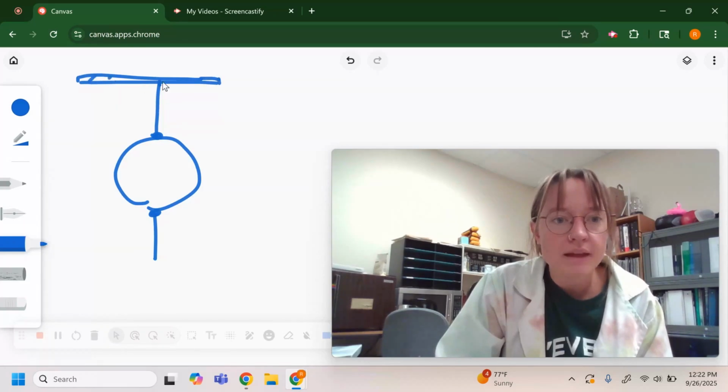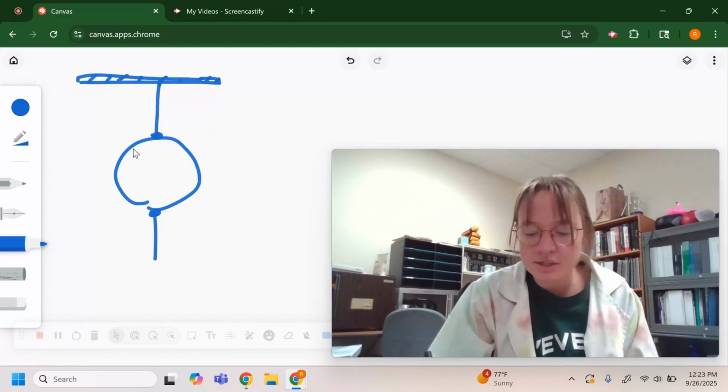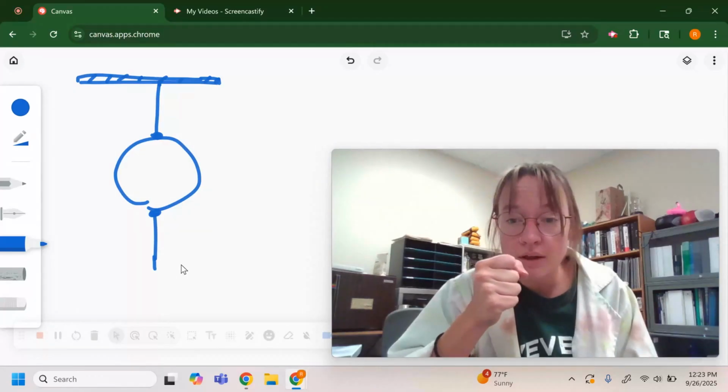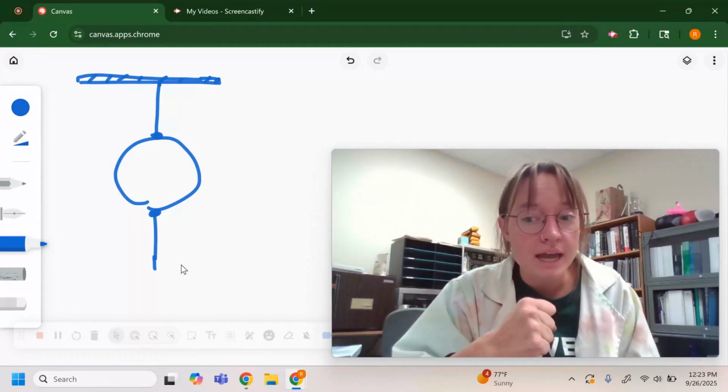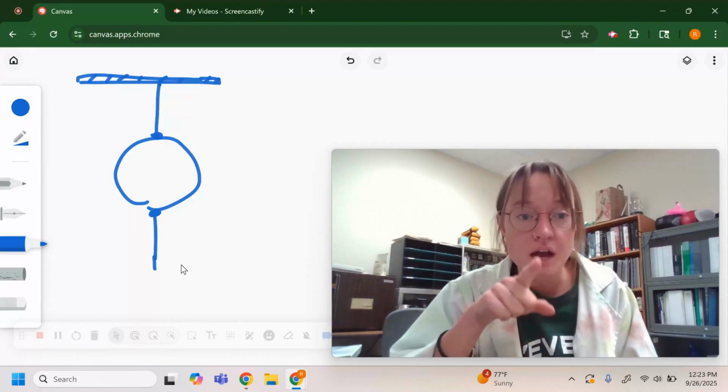Now here's what Mr. Paul Hewitt does. He says, okay, I'm going to do two demonstrations. The first demonstration is I'm going to take the bottom string and pull on it very, very slowly. And he asks the class, which string is going to break when I pull on it very, very slowly? The top string or the bottom string?